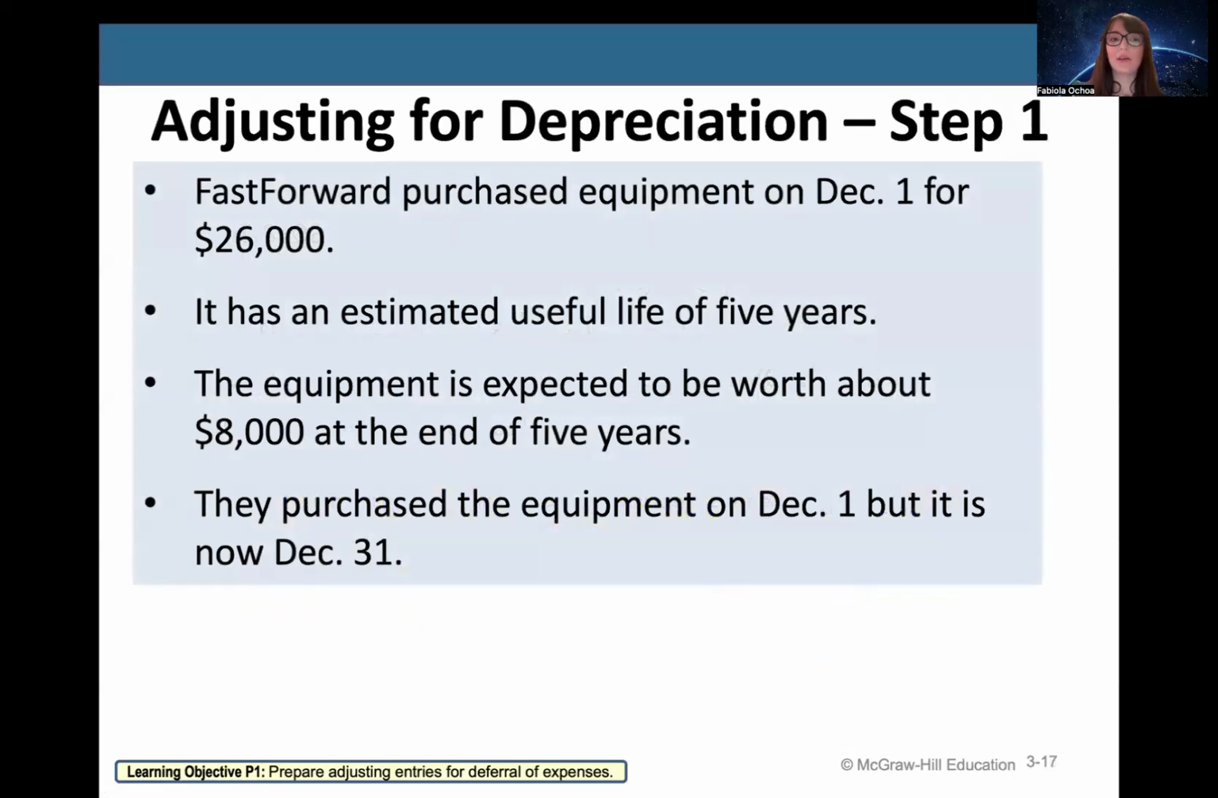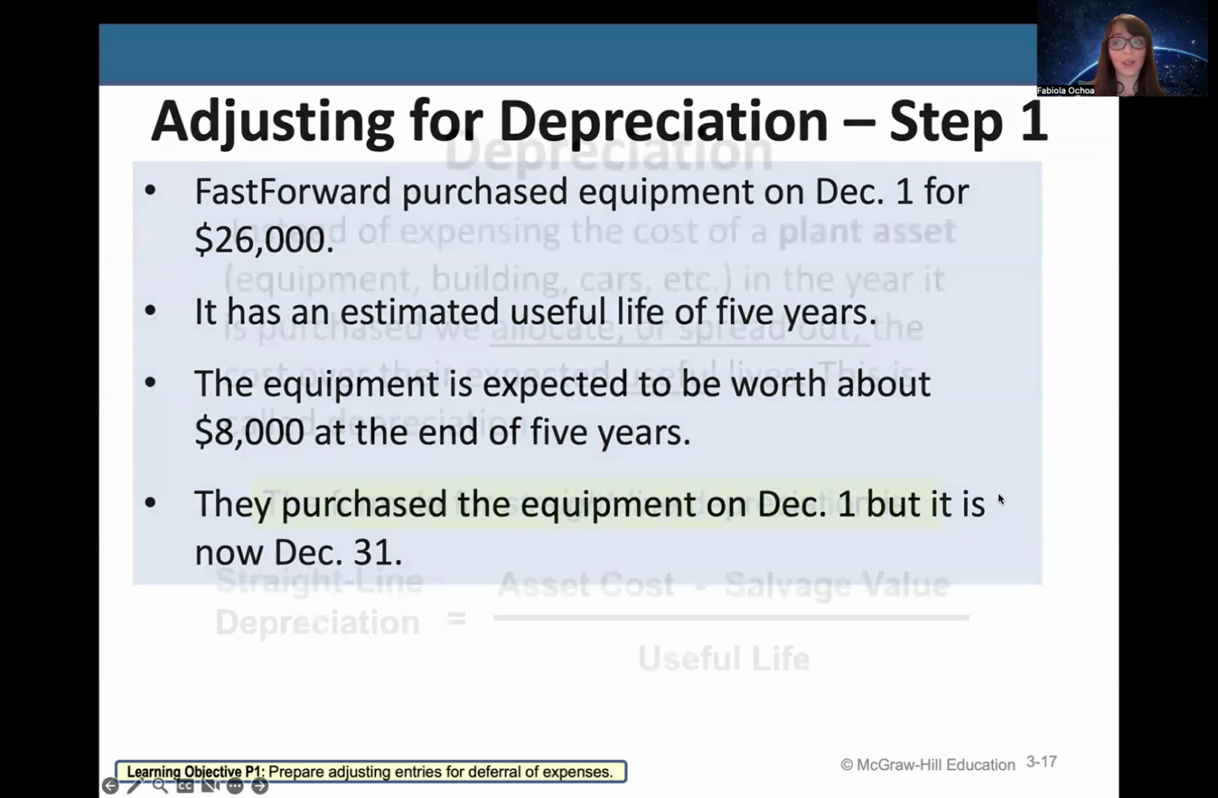Okay, so fast forward, purchase equipment for $26,000 on December 1st. It has an estimated useful life of 5 years. The equipment is expected to be worth about $8,000 at the end of 5 years. This is your salvage value. And you know that they purchased the equipment on December 1st, but it is now December 31st.